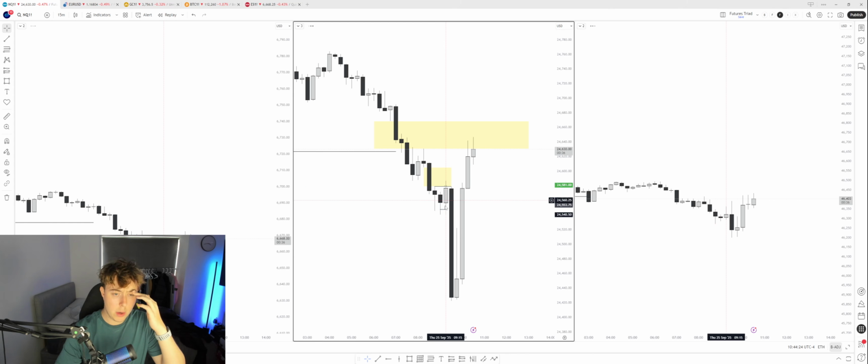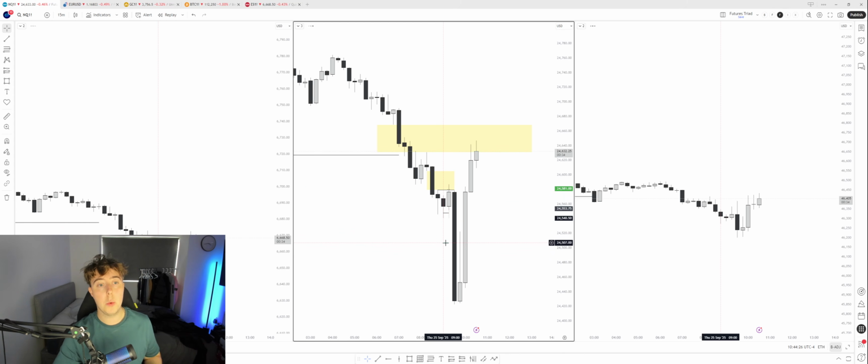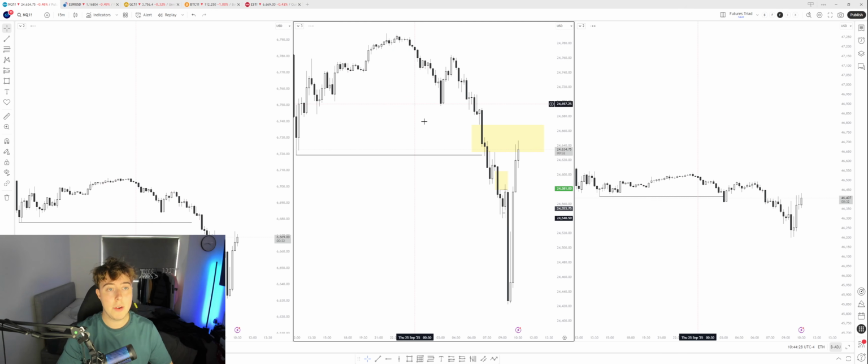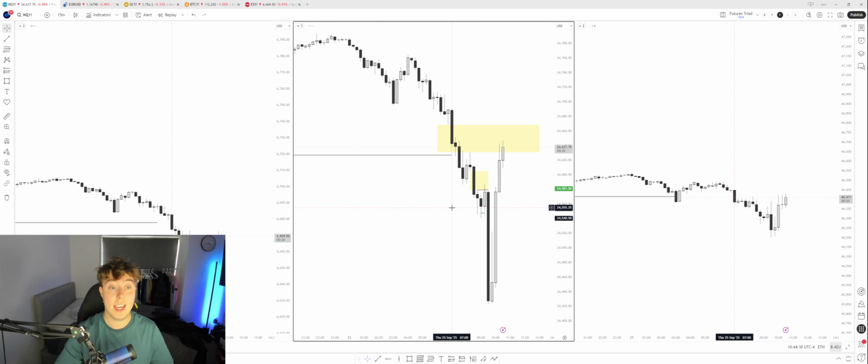So because price was so overextended to the downside, I knew that price wanted to rebalance, right? We'd been going bearish for quite some time now. We'd already hit the main levels for the day, filled the gap completely, taking the previous day low and whatnot. So now I knew that price needed to rebalance.